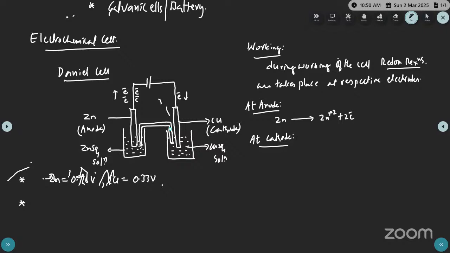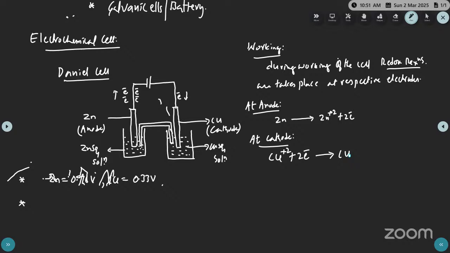In the copper sulfate solution, copper ions are present. These copper ions are involved in the cathodic reaction by gaining 2 electrons. By taking electrons, the copper ions get converted into copper metal. So this is the cathode reaction. This is the reduction reaction.